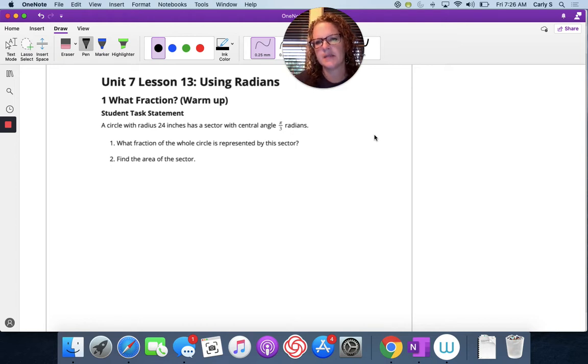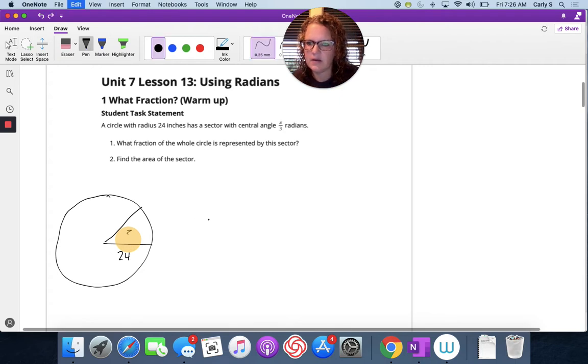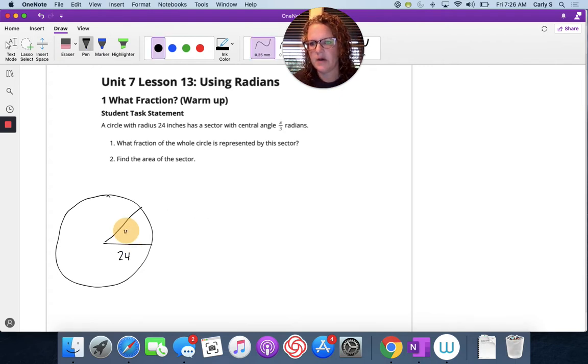Our student task statement says that a circle with radius 24 inches has a sector with a central angle of pi over 3 radians. Okay, so we have a circle. We have a radius. And we have some sector with some angle that is pi over 3. So what fraction of the whole circle is represented by that sector?